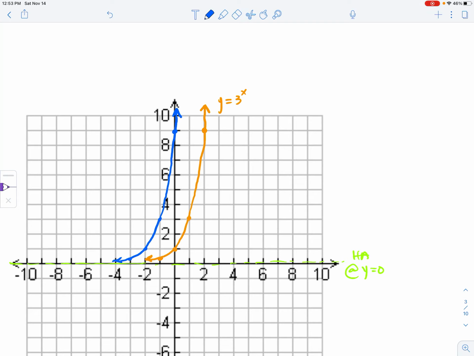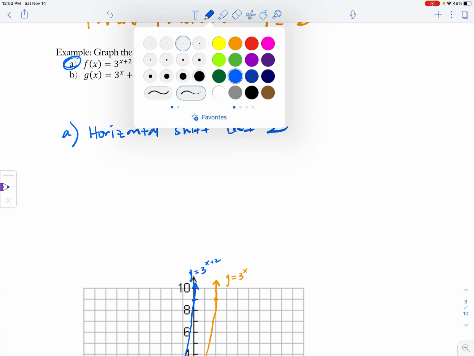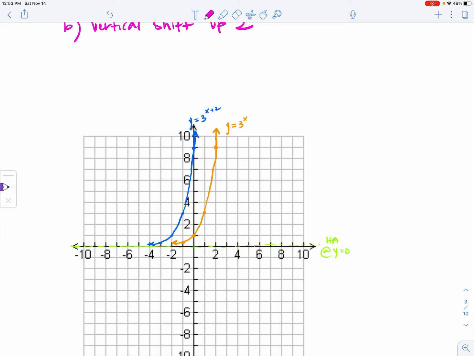So nothing has happened to the shape. Okay, and then we'll use pink for g of x. So g of x equals 3 to the x plus 2. So that plus 2 is a vertical shift up 2. So each point on the parent function is going to be shifted up 2 units.